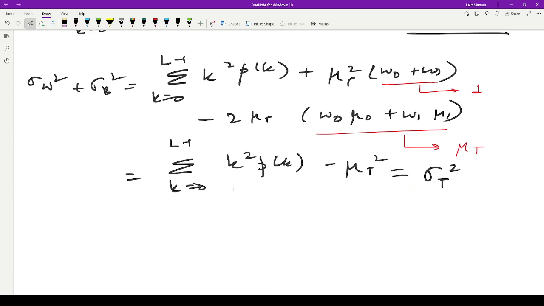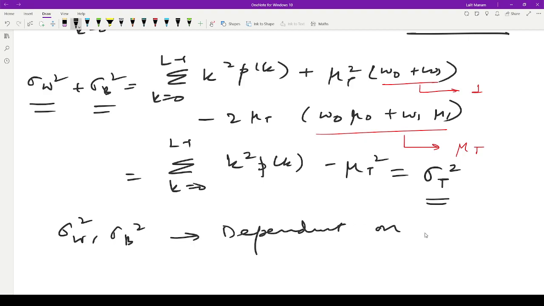So now we derived a relation between within class and between class variances to that of total variance. Here we note that sigma w squared and sigma b squared are dependent on the threshold value t, but sigma t squared is independent, because of course this is the total variance of the intensities. It should be independent of the threshold value. We use it for binarization.